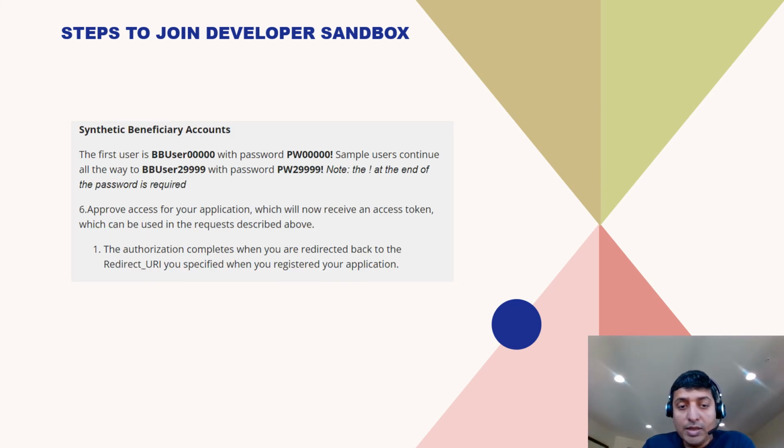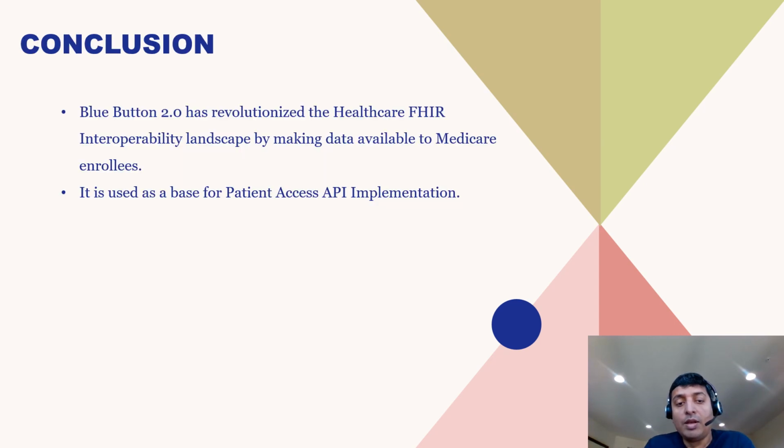We have documented the synthetic beneficiary account details again for your reference, but as we mentioned, once you log in, you will be having access to 30,000 synthetic user accounts. Blue Button 2.0 has really revolutionized the healthcare FHIR interoperability landscape by making data available to Medicare enrollees. It is used as a base by the various organizations for patient access API implementation for the medical, clinical, provider directory, and formulary data sharing between Medicare Advantage, Medicaid, CHIP plans along with their members.